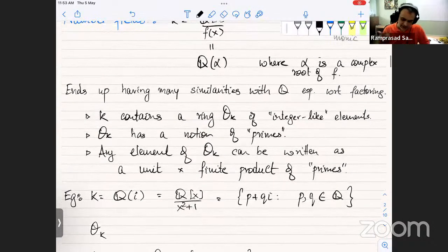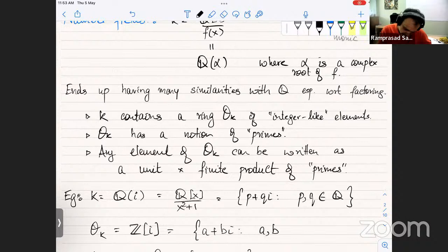Now it turns out this O_K is basically Z[i], the polynomials involving i, which is the set of all a plus bi, where a and b are both integers. So the integer-like elements inside this number field are basically complex numbers where both coordinates happen to be integers.